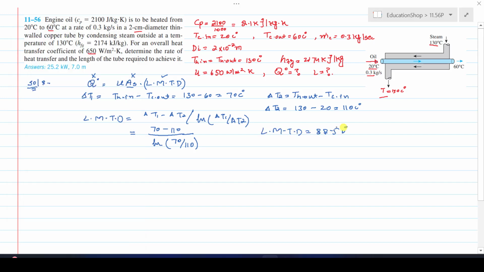We also know that the amount of heat absorbed by the cold fluid is equal to m dot, the cold fluid's Cp value, and the temperature change in the cold fluid, that is T cold out minus T cold in. What is m dot? That is given, 0.3. Cp value is 2.1 kilojoule per kg Kelvin, and then T cold out is 60 and T cold in is 20. Just simply multiply this and you will get the amount of heat absorbed by the cold fluid, which is equal to the rate of heat transfer in the heat exchanger, that is 25.2 kilowatt.